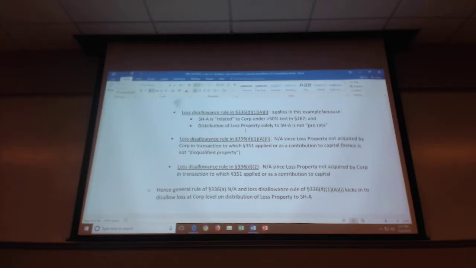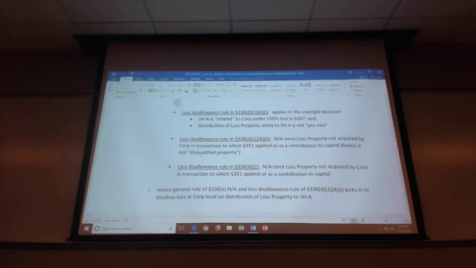And the distribution is considered to be non-pro rata because shareholder A is getting the entire distribution of this asset. Instead of it being split 40-60 between the two shareholders, shareholder A is getting the whole asset. That's non-pro rata. So the loss is disallowed at the corporate level. Why does the tax law provide for this result?